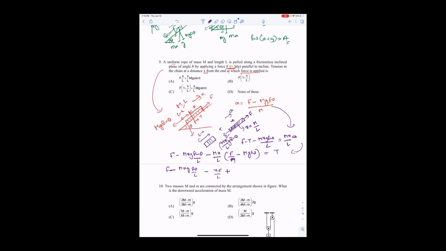How come I'm getting? Oh, this m won't be there. So there's a bracket here. So if I take that bracket off, this m won't be there. So plus mx by L into g sine theta is equal to T. Clear? So these two cancel, so F into 1 minus x by L.